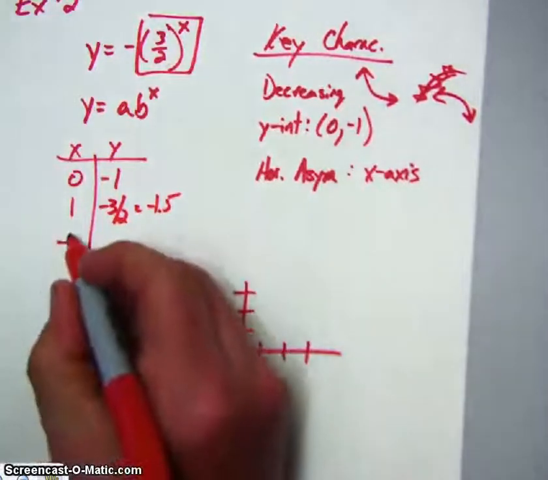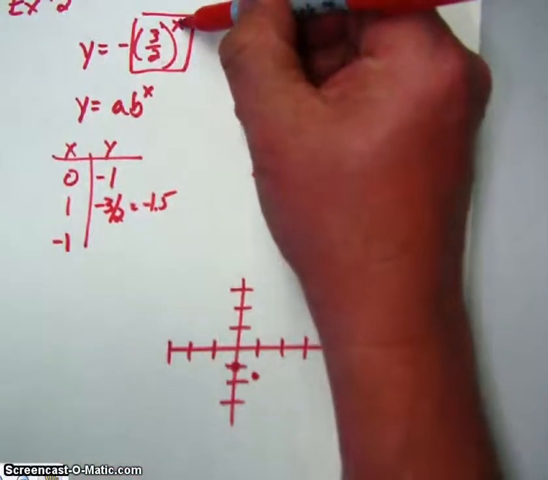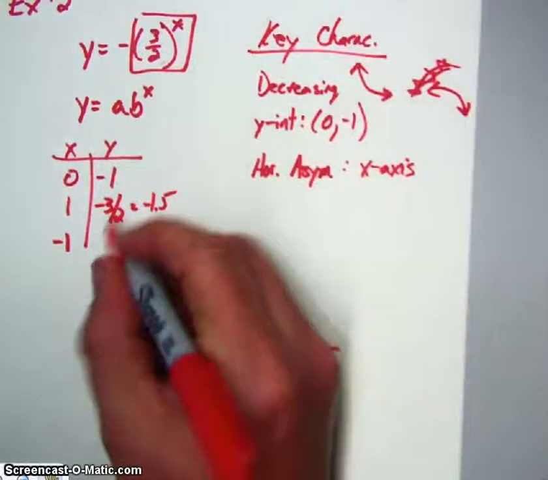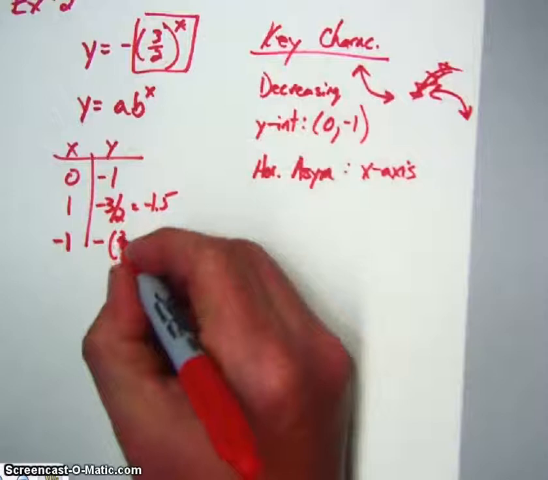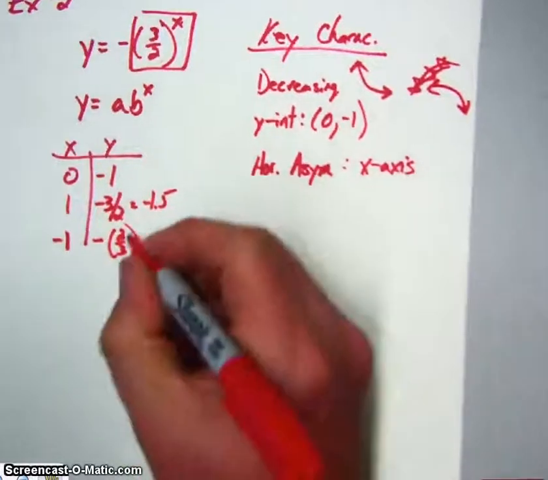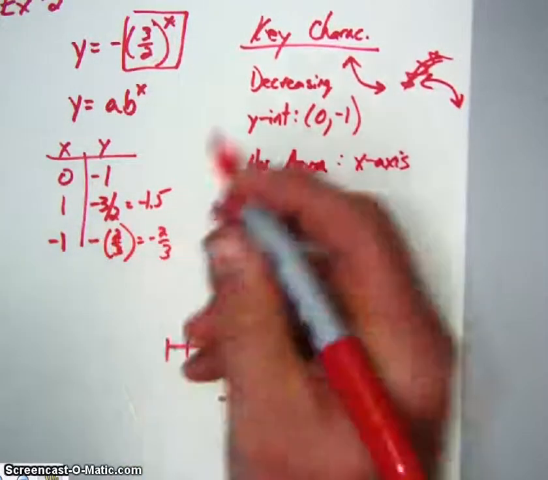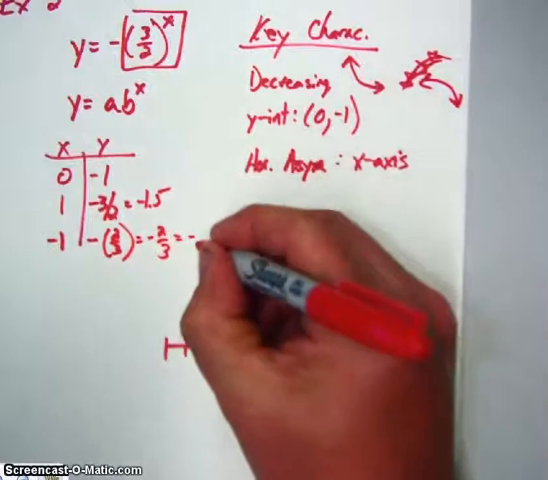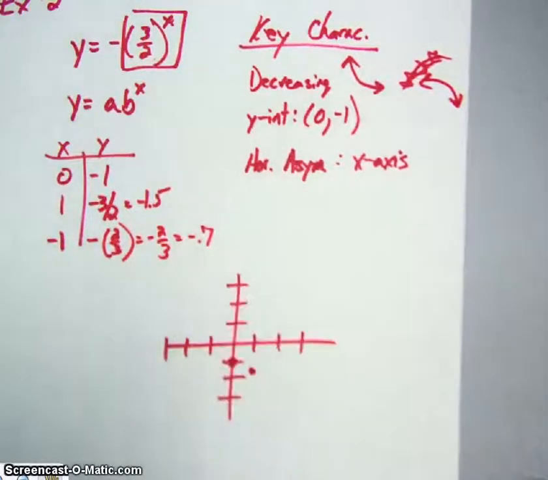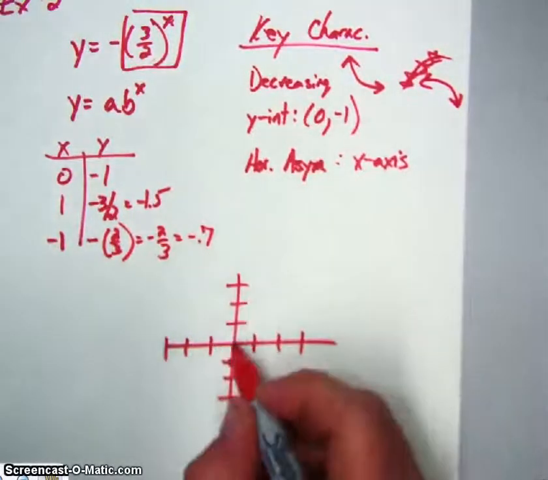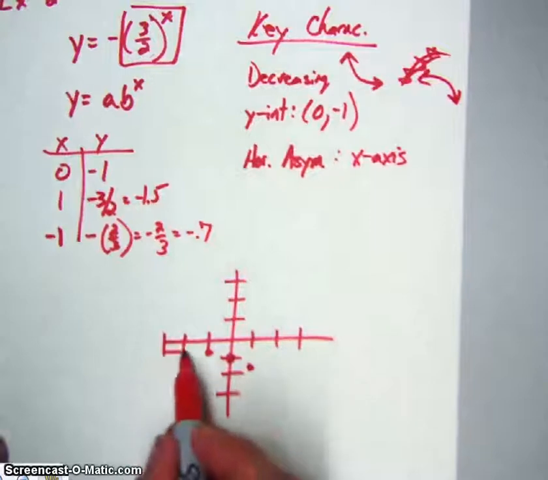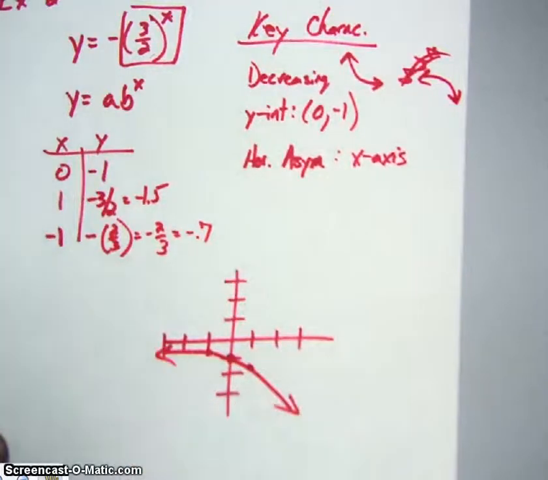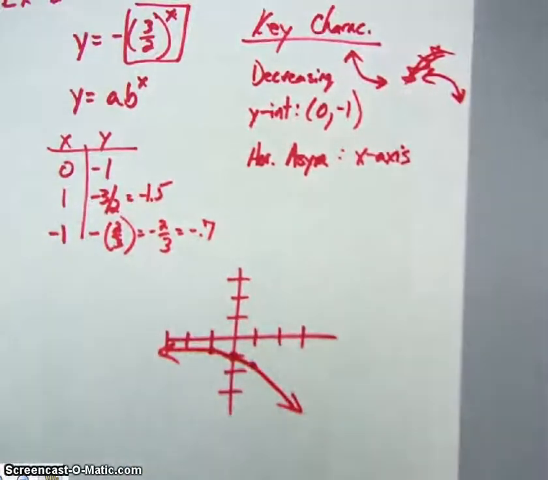Let's go to -1. With -1 for x, the negative exponent flips this, so it becomes 2/3, and that's -2/3. So that is approximately -0.7. So here's -1, and I'm going a little bit more than halfway, so I'll be somewhere in there. Now we just connect the points, and there is my exponential function that's decreasing.